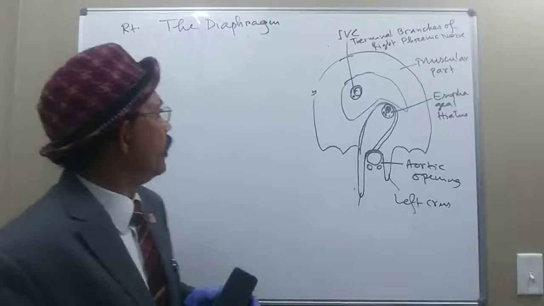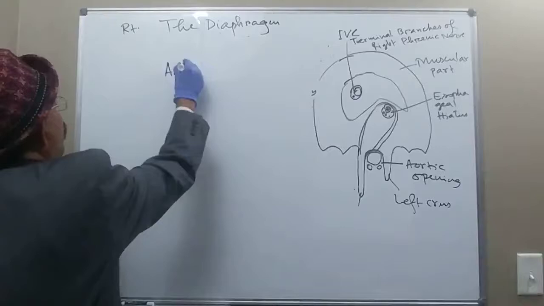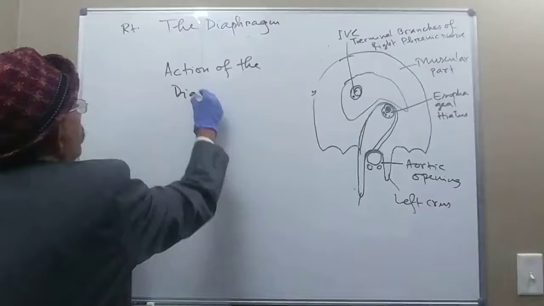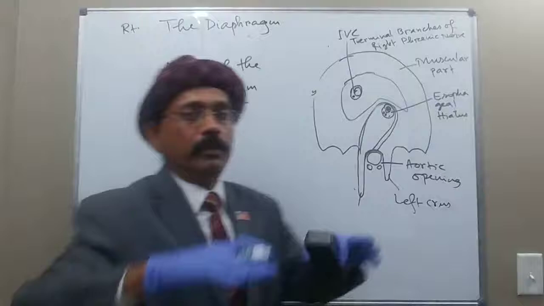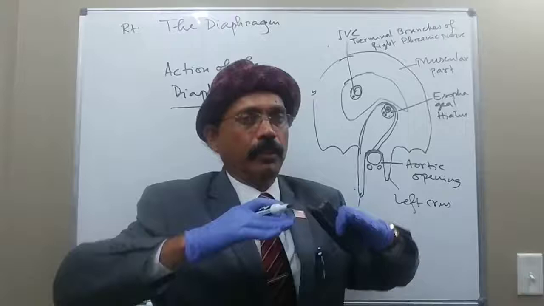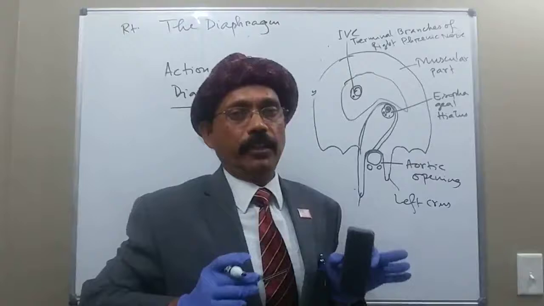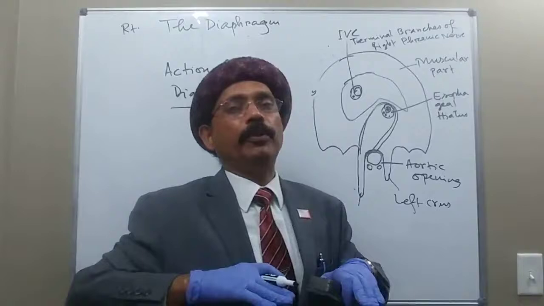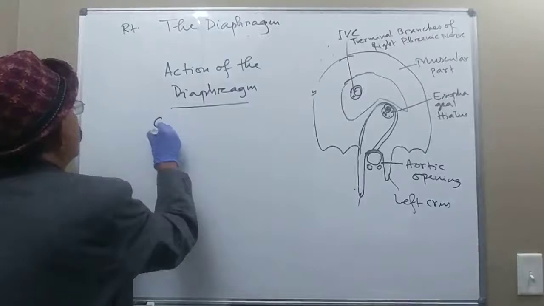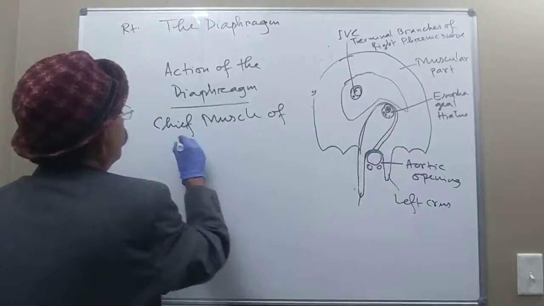Okay, what is the action of the diaphragm? By contraction, the dome becomes more or less flattened. So there will be increased intrathoracic space and decreased pressure in the intrathoracic region, so we can breathe in. Then it returns back on expiration, that is passive, so we breathe out. This is the idea. This is the chief muscle of respiration.